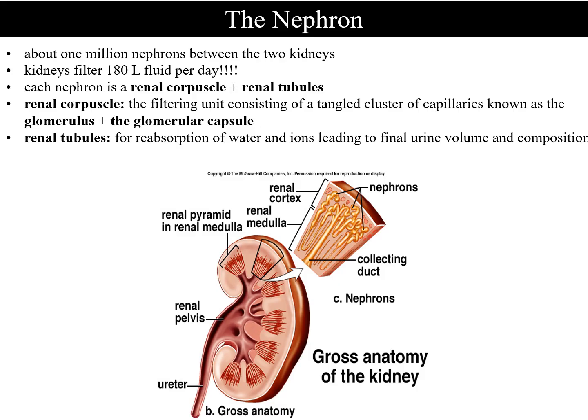Each nephron essentially is a renal corpuscle, which is going to be the glomerulus and its Bowman's capsule, and then a series of interconnected tubules. Think of the renal corpuscle as being the filtration unit of the nephron. As I just said, it's the glomerulus surrounded by that glomerular capsule, which is also called the Bowman's capsule. And the rest of the nephron is known as the renal tubules.